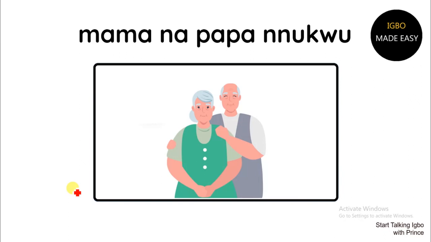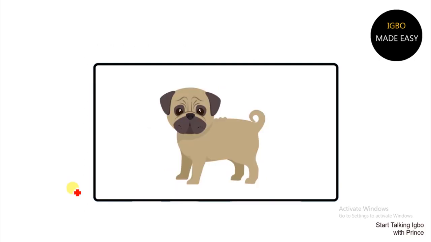So mama na papa nuku will go. But don't say nne na nna ochie. Just mama na papa nuku. You could say nne na nna ochie, but that's fine. But I would rather use mama na papa nuku or ma na mpa nuku or the ma.